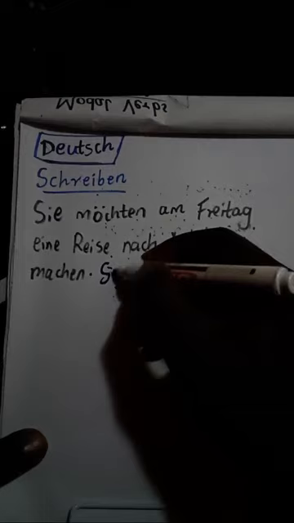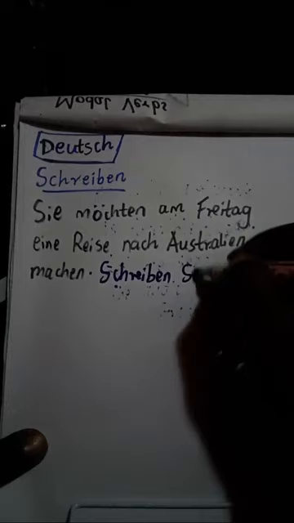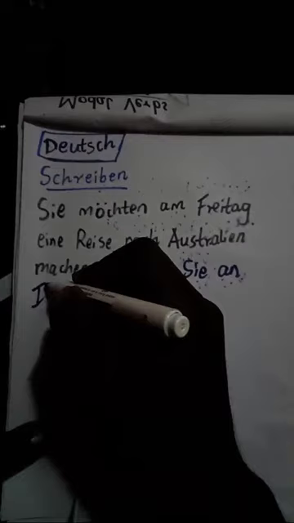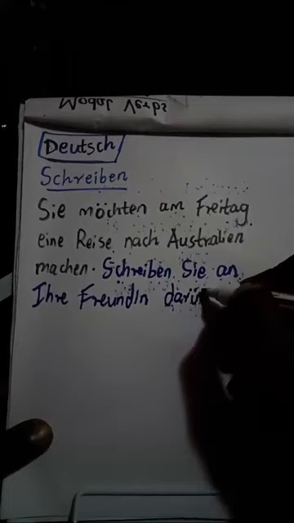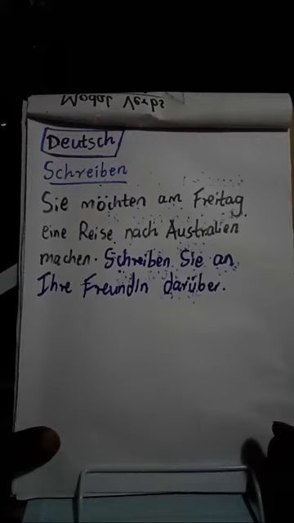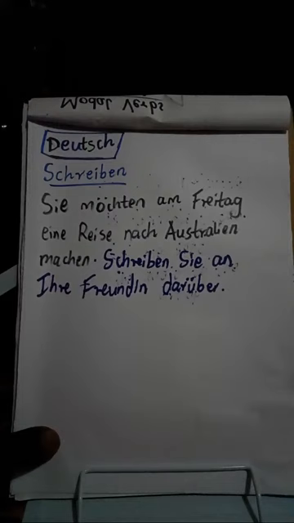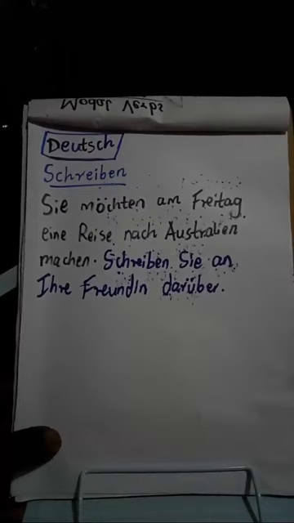Schreiben Sie an Ihre Freundin darüber. I'm taking it slow so that we copy it down, yeah? So they're telling you to write to your friend about it. Sie möchten am Freitag eine Reise nach Australien machen. You would like to have a trip on Friday to Australia, right? So, schreiben Sie an Ihre Freundin darüber. Write to your friend about it.